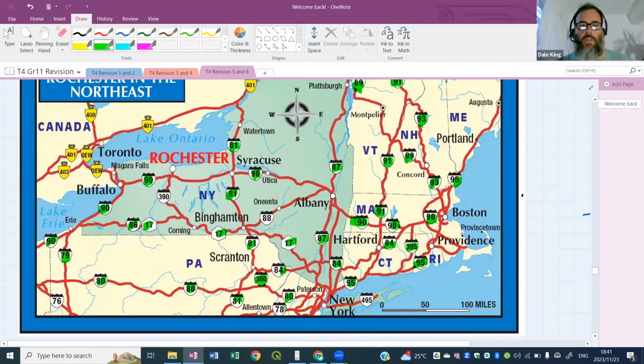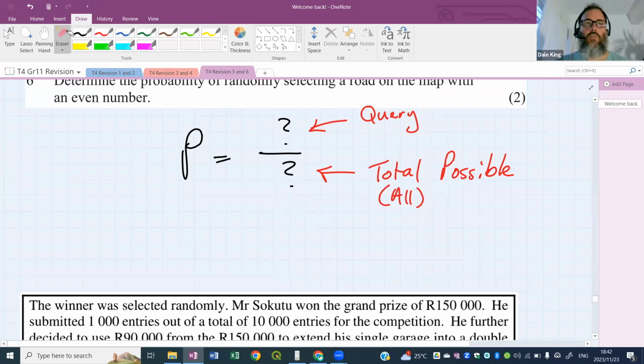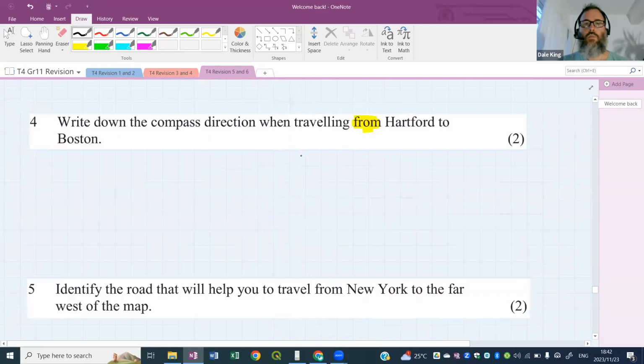I've got a 78 at the bottom, which is the 16th. 495 is 17, 18, 19, 20. And the 390, 21. So let's say we've got 21 roads on the map. 21 possible options here. So that goes at the bottom of our fraction. There's a possible 21 total possible.